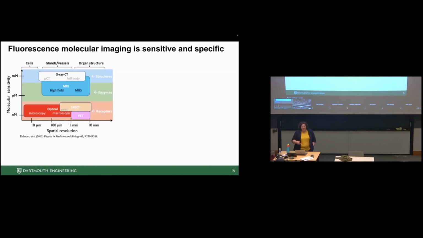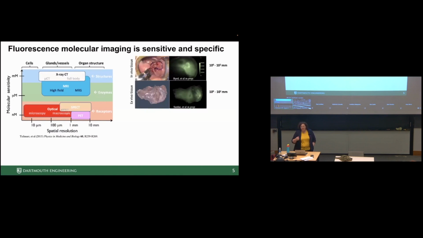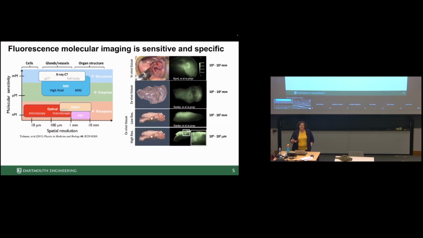And this is different. Both SPECT and PET are other medical imaging technologies that have high molecular sensitivity, but they don't have this really high spatial sensitivity. And so on the right-hand side, you'll see a series of images popping up. The top image is fluorescence imaging in a patient, and the bottom imaging is fluorescence imaging microscopically of single cells.